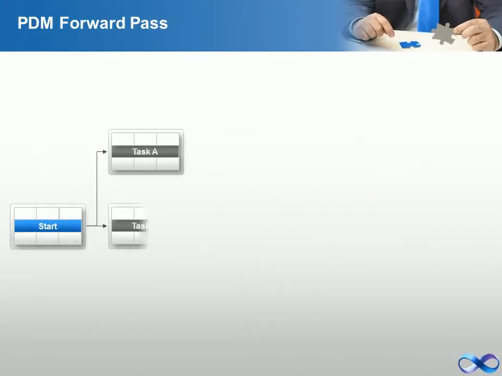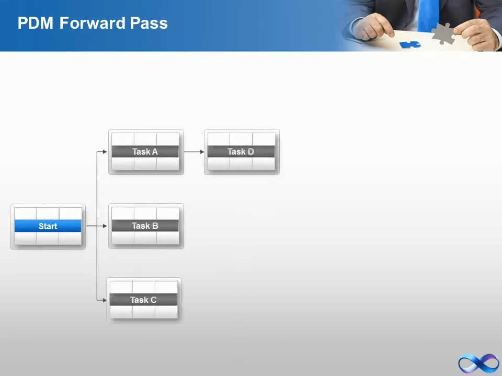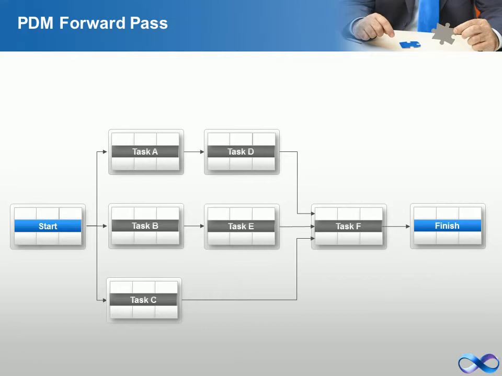The goal of the forward pass is to determine the earliest time that an event could take place. For example, what is the earliest that a project or activity might be started and finished?